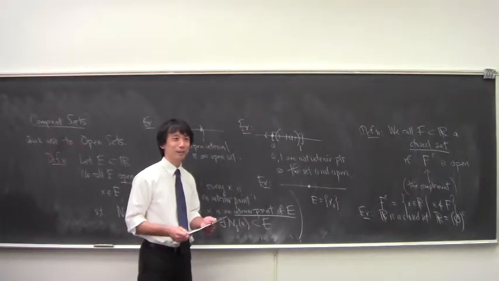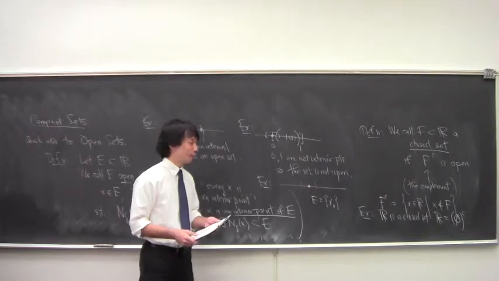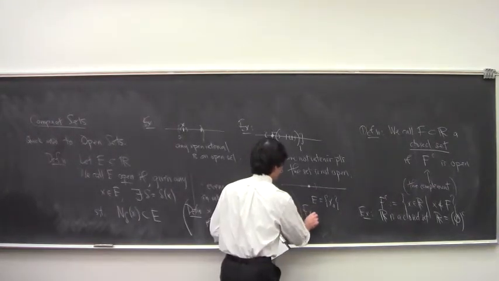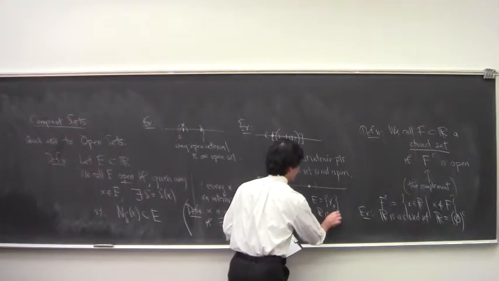Okay. I thought you said the whole line was an open set. I did. So in fact, R is an open set. R is an open set also.